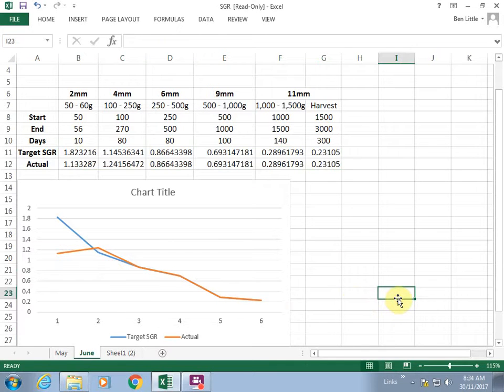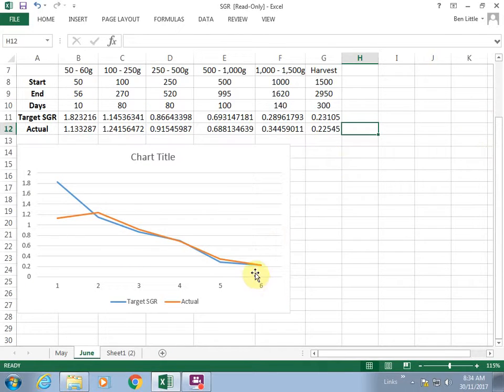Okay, so as a monitoring tool, we might just come through here and make a bunch of made-up figures: 520, 995, 1620, 2950. Alright. And hopefully we would have seen that that curve has changed ever so slightly, which really quickly represents to us that there is some sort of deviation away from our target.